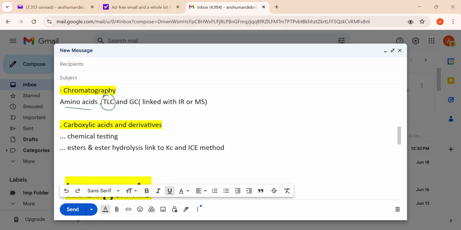Yeah, TLC, right? The thin layer chromatography with the Rf value. GC chromatography, gas chromatography, right? Gas chromatography, we know that the retention value, the graph, from the graph we can identify the particular substance, right? And yes, gas chromatography is also linked up with the IR machine, right? Where we can see the IR graph, right?